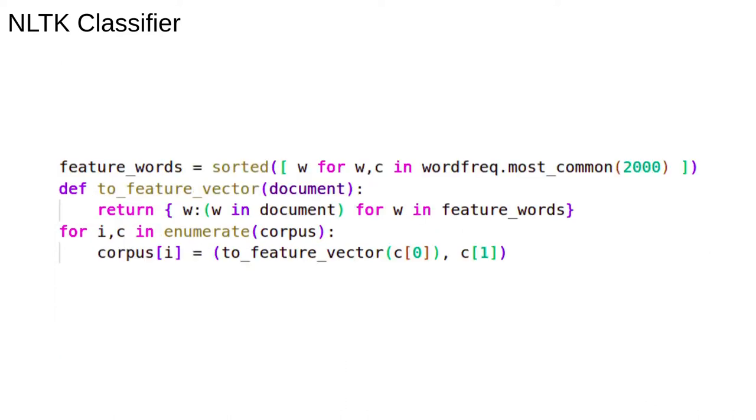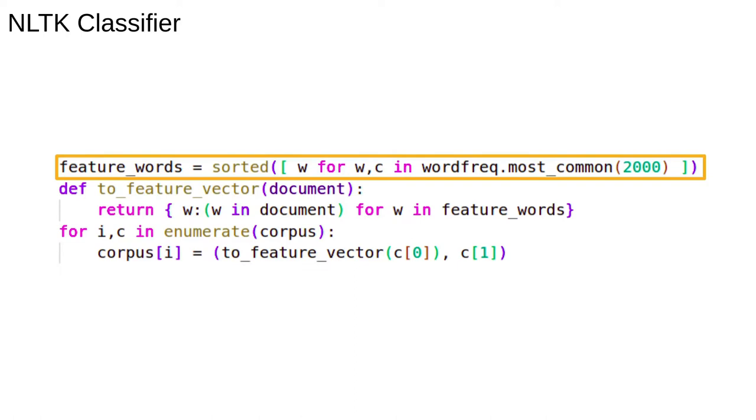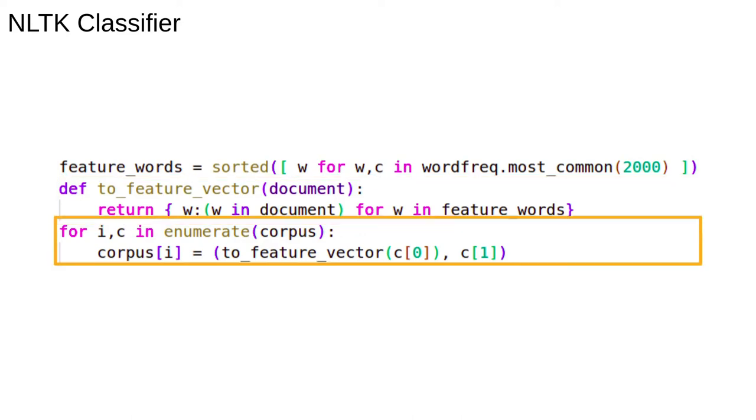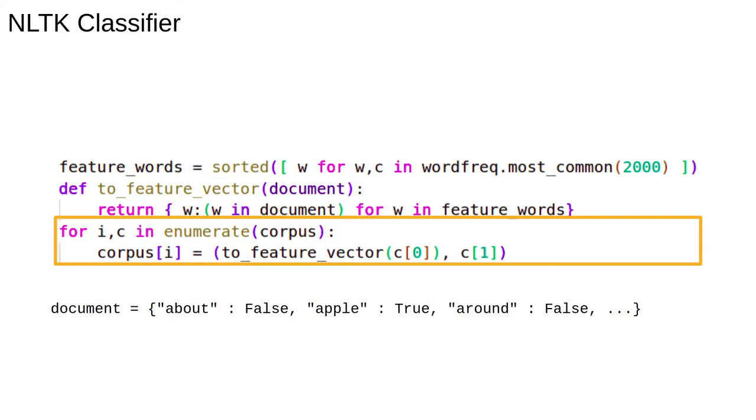Next, we define a vector representation for each document. We're only going to look at the top 2,000 most common words in the corpus, so our vectors will be 2,000 dimensional. This function returns a dictionary with all of the top 2,000 words and the value true or false depending on if that word is in the document or not. We apply that function to each review to turn it into a feature vector. The output of the toFeatureVector function looks something like this.